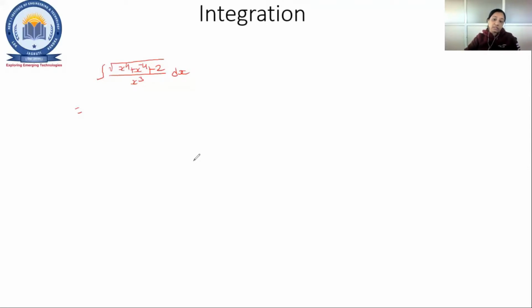The answer is x square by 2 plus x cube, x raised to minus 6 by minus 6. No. The answer will be log x minus x raised to minus 4. I'll write it down here and explain.